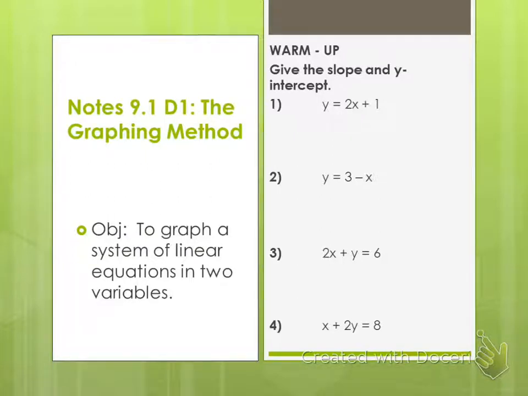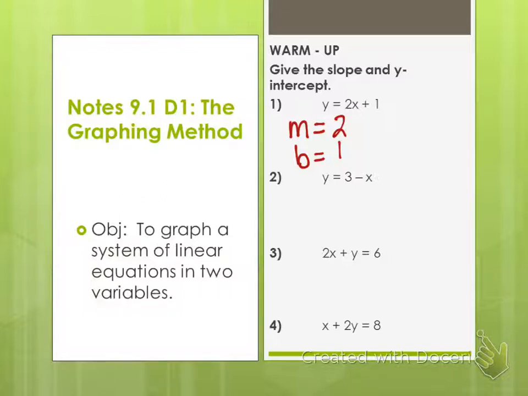What letter do we use for slope, Keon? M. And what about y-intercept? B. So on all of these we have to identify M and B. First one's not too bad. Who can help me out with M and B on number 1? May? 2 and 1. Okay, our slope and our y-intercept are easy to identify when it's already in slope-intercept form.